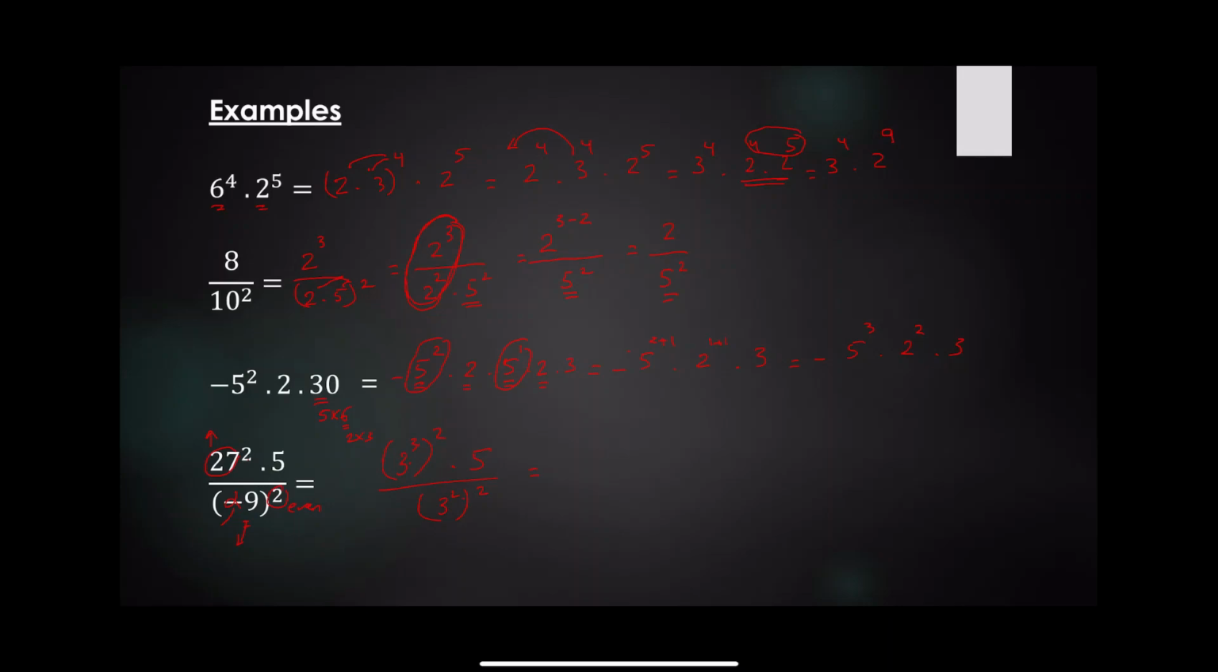Power to a power, we have to multiply them. So it's 3 to the power 3 times 2 times 5 over 3 to the power 2 times 2, which is 3 to the power 6 times 5 over 3 to the power 4. In case of the division, similar bases, 3 and 3, we should subtract the powers. So it's 3 to the power 6 minus 4 times 5. So the answer here is 3 to the power 6 minus 4, which is 2, times 5.